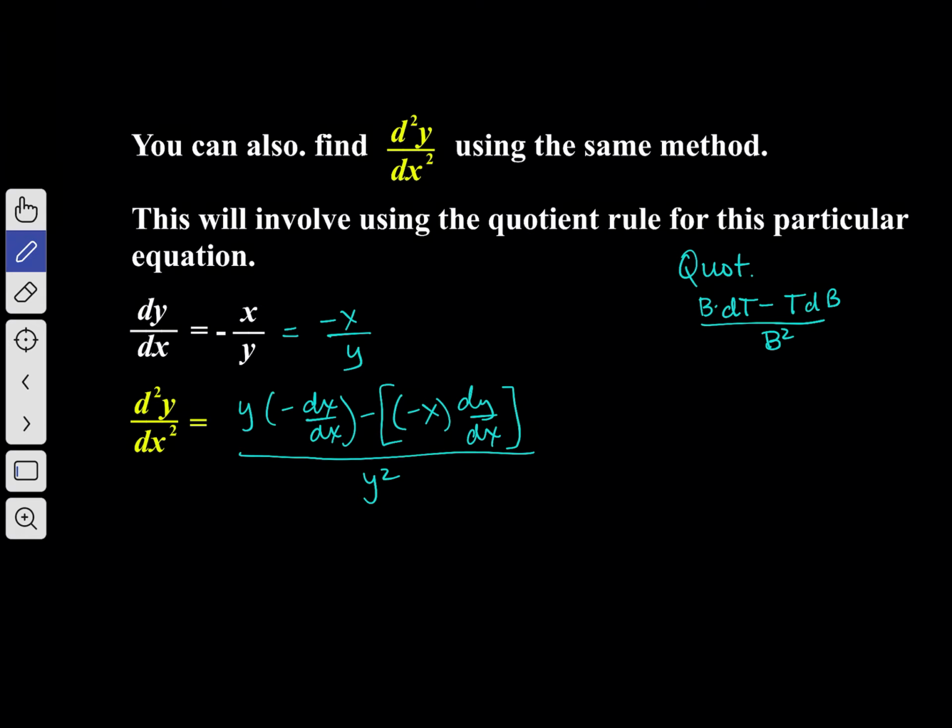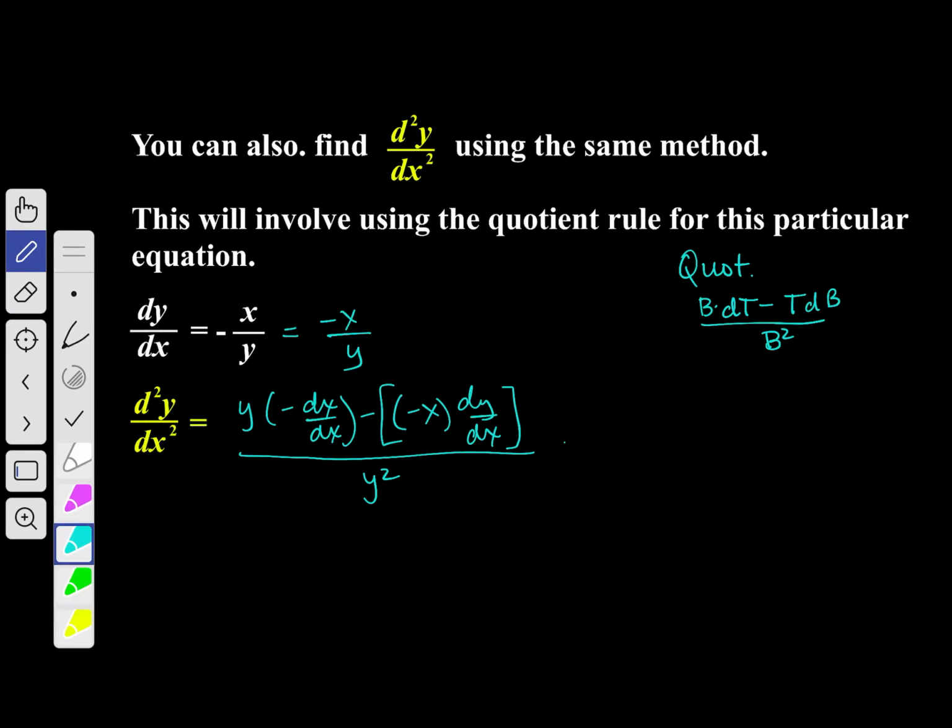Okay, let's clean this up. So the first thing is that the dx is really just 1, and so we'll have a negative 1 times y, which would be negative y. In the second term, I would distribute the negative, or just multiply that, and I'm going to have a positive x dy/dx, all divided by y squared.